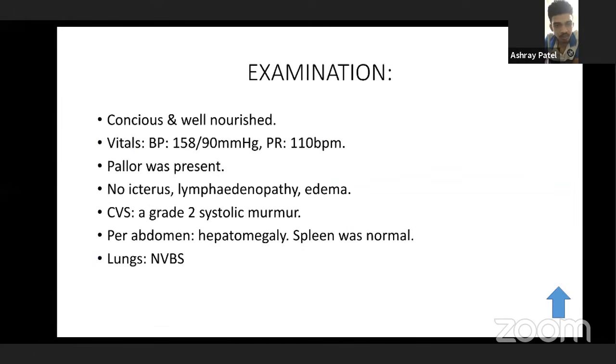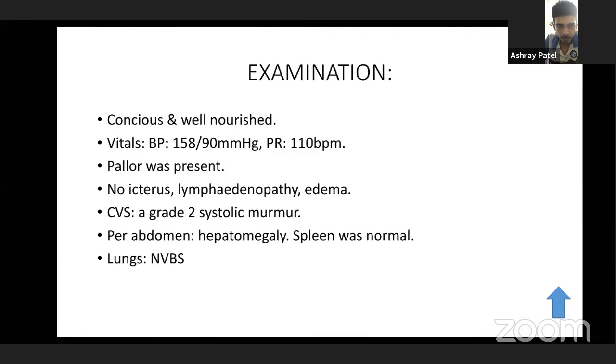In examination, because he's hypertensive, his BP is high, pulse rate is high, he's conscious and well nourished. Well nourished is significant. Pallor was present. There's no icterus, lymphadenopathy or edema. CVS: a grade 2 systolic murmur was present. Per abdomen, hepatomegaly was there. Spleen was normal. Lung examination as well was normal. So what can you infer from examination?